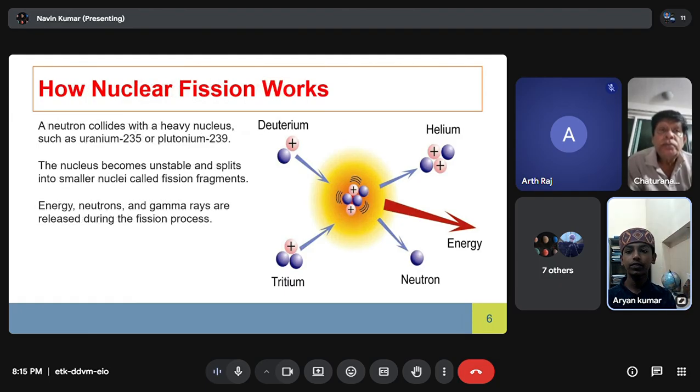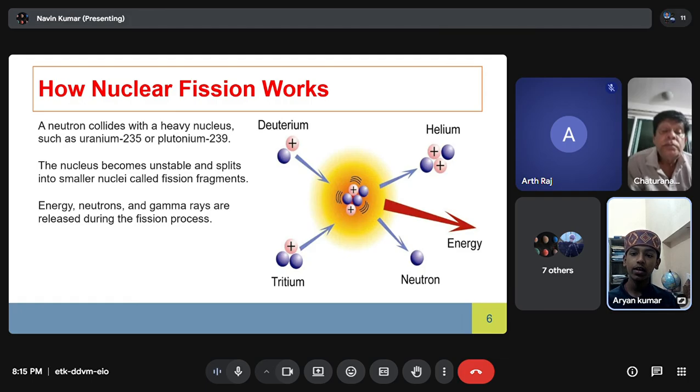How nuclear fission works. A neutron collides with a heavy nucleus such as uranium 235 or plutonium 239. The nucleus becomes unstable and splits into smaller nuclei called fission fragments. Energy, neutrons and gamma rays are released during the fission process.